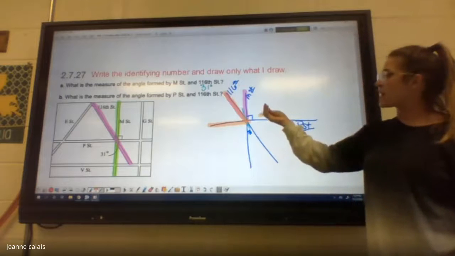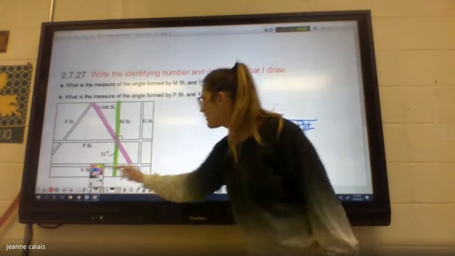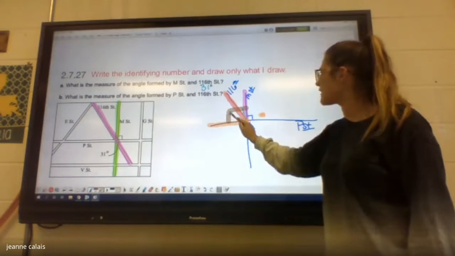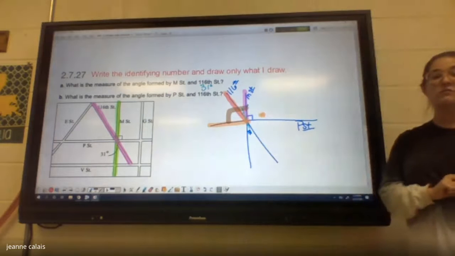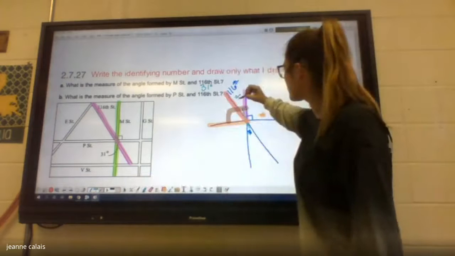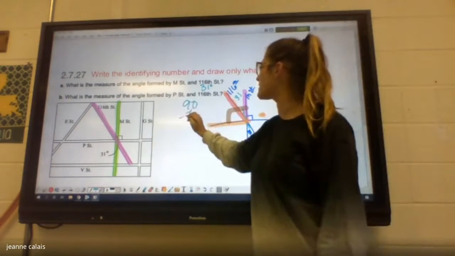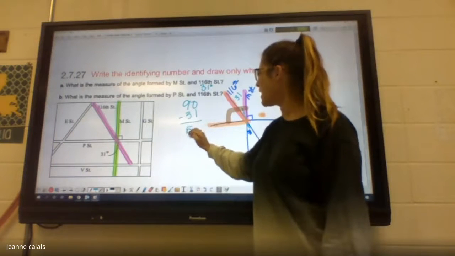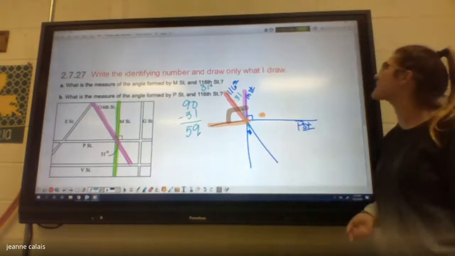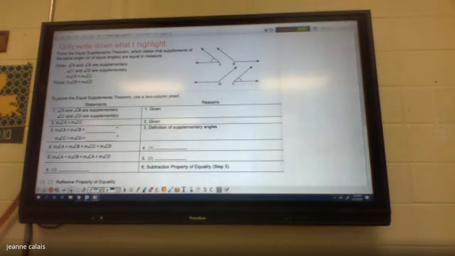Well, if this angle is 90 degrees, what's all of this right here? Isn't that a right angle also? So if this is 31 up here, and this whole thing has to add up to 90, 90 minus 31 is 59. And so that's that angle for part B. So I suggested that you only write what I highlight.